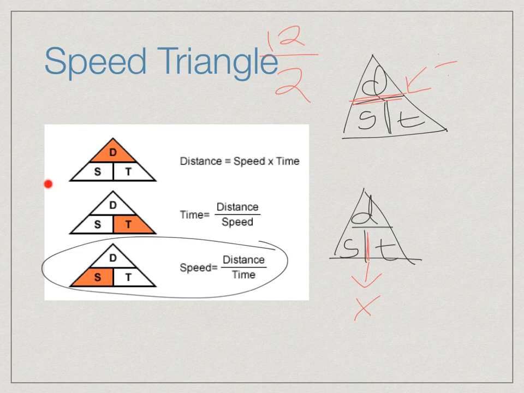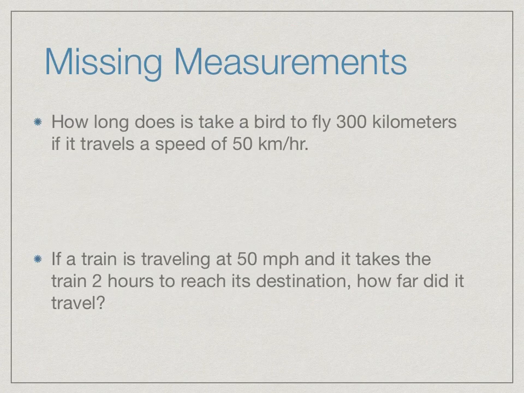All you have to remember is the order in these numbers, and it tells you exactly what operations you need to do to figure that out. So let's practice that. All right, so we have some missing measurements here. So the first thing I'm going to do is draw that speed triangle on the top in the corner of my paper so that I can remember that.